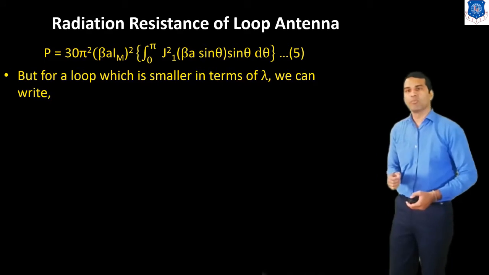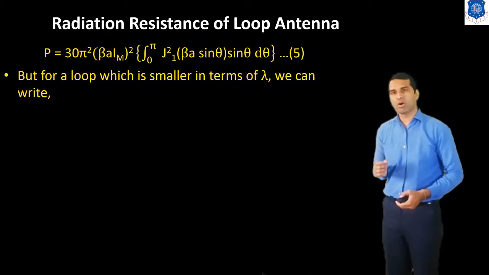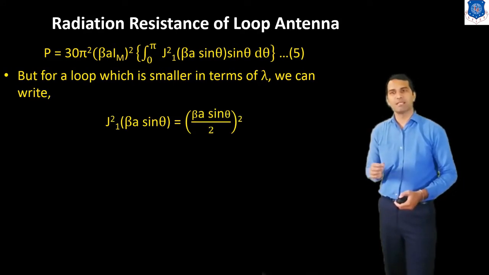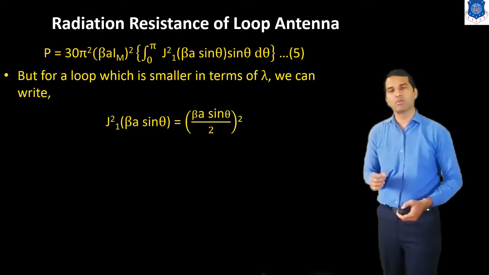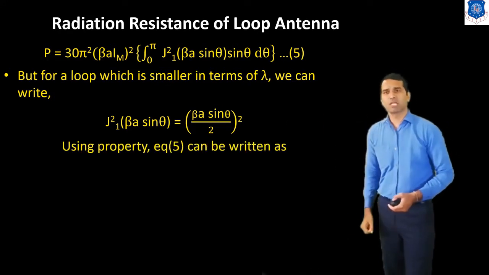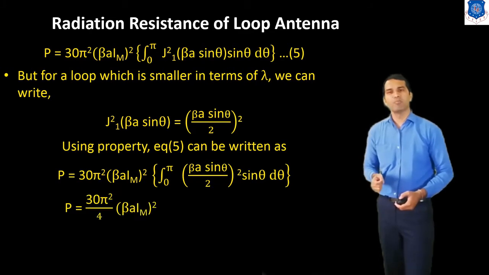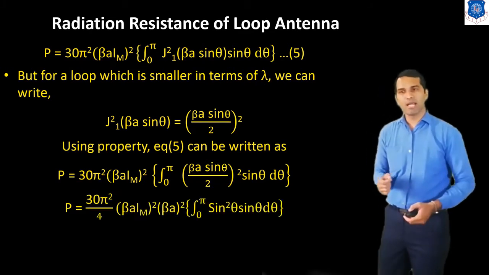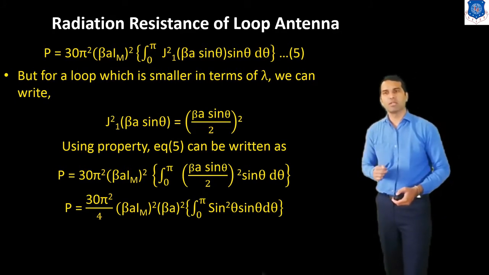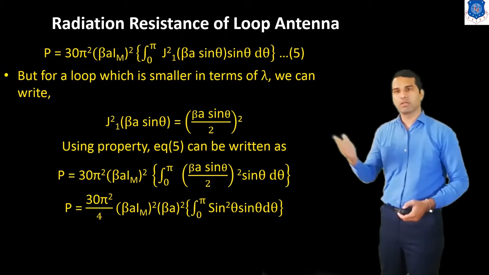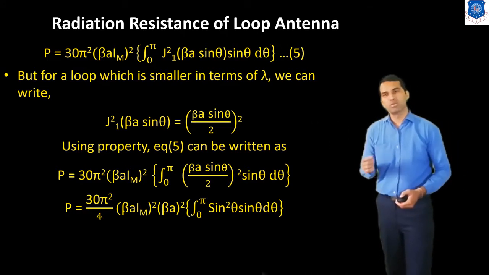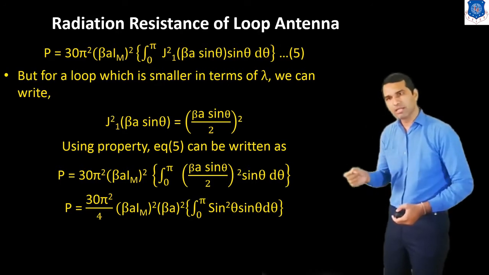But for the loop which is smaller in terms of the lambda, we can write J1(βa sinθ) is equal to (βa sinθ/2)². So using this property in equation number 5, we can write P is equal to 30π² βa Im², and the integration term becomes 0 to π, and we have used this property, so we can write this equation as (βa sinθ/2)² into sinθ dθ.